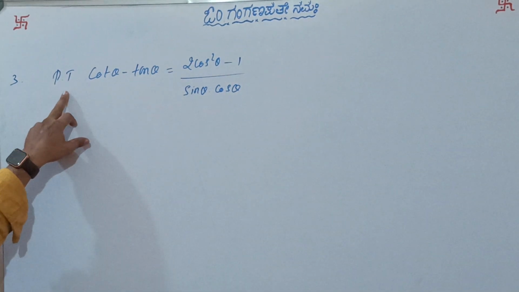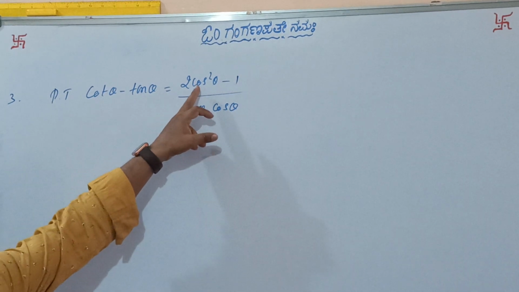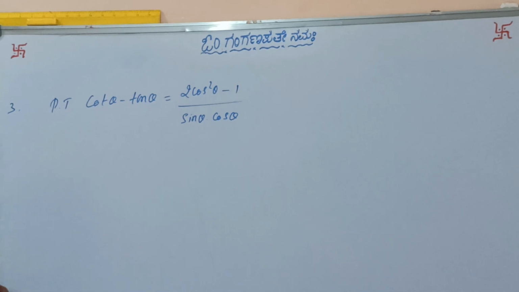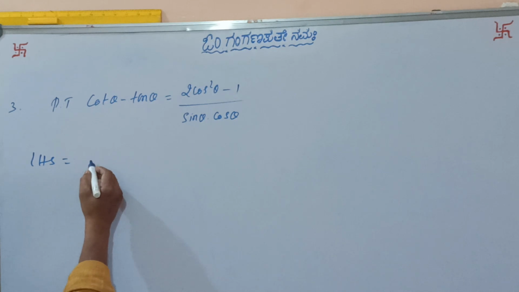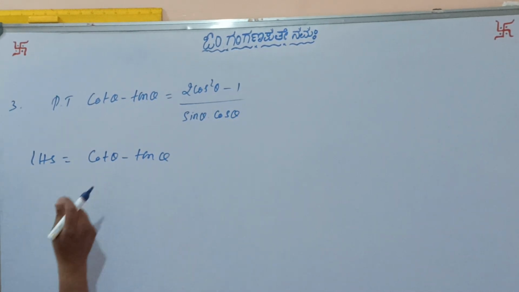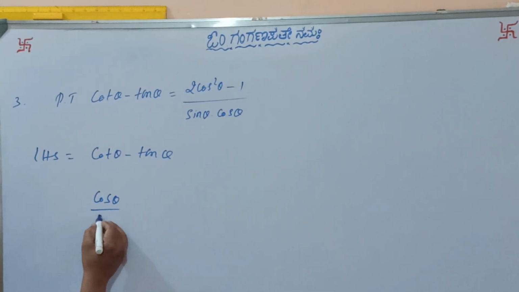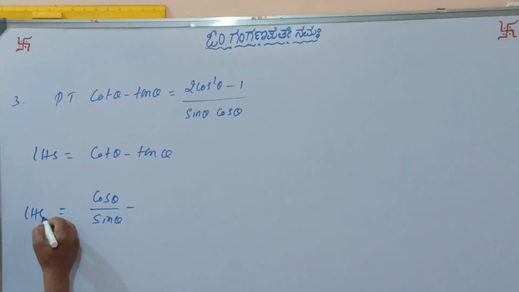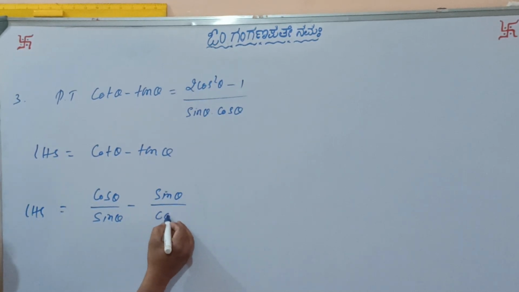Okay, next problem is prove that cot theta minus tan theta is equal to (2 cos square theta minus 1) divided by sin theta into cos theta. Here also we are going to first consider LHS. LHS is equal to cot theta minus tan theta. Cot theta reciprocal, we will write this one in the form of cos theta by sin theta minus sin theta by cos theta.